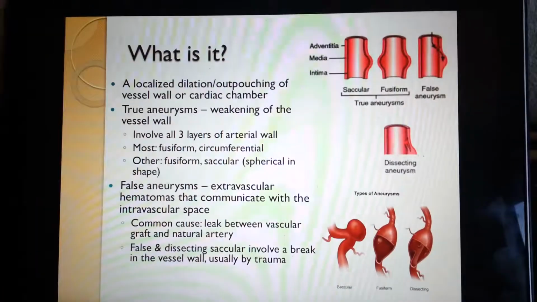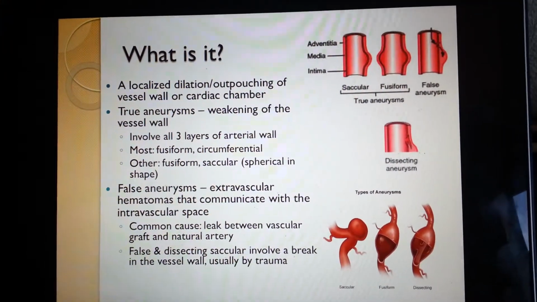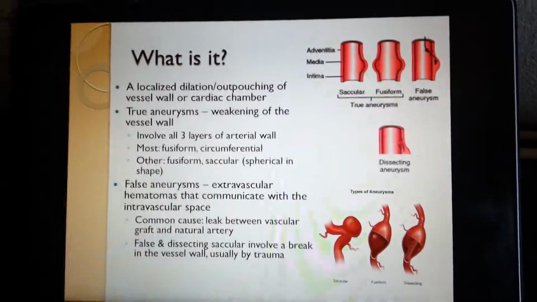As you can see here, these are just some pictures of what some aneurysms look like. Basically, an aneurysm is a localized dilation or outpouching of the vessel wall or cardiac chamber. So what that means is that there's basically a bulging of the blood vessel.